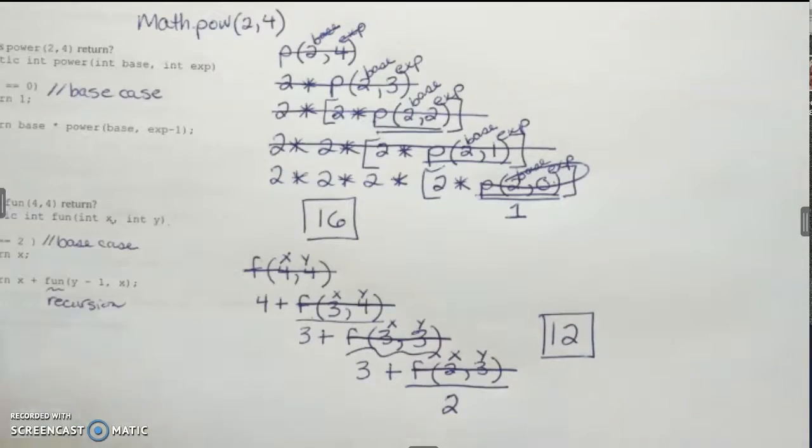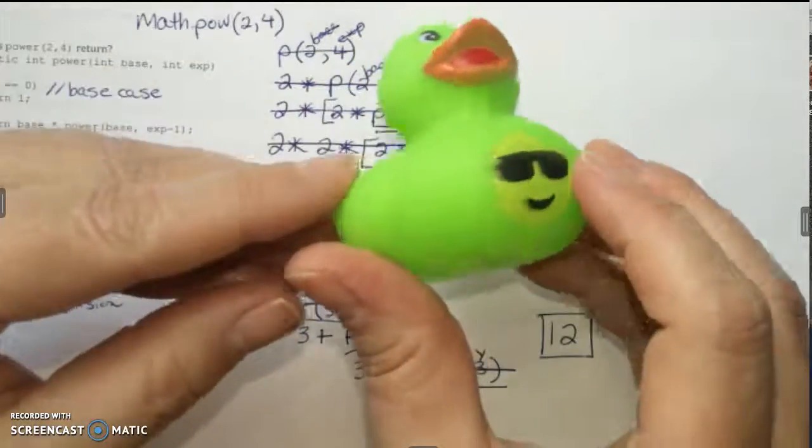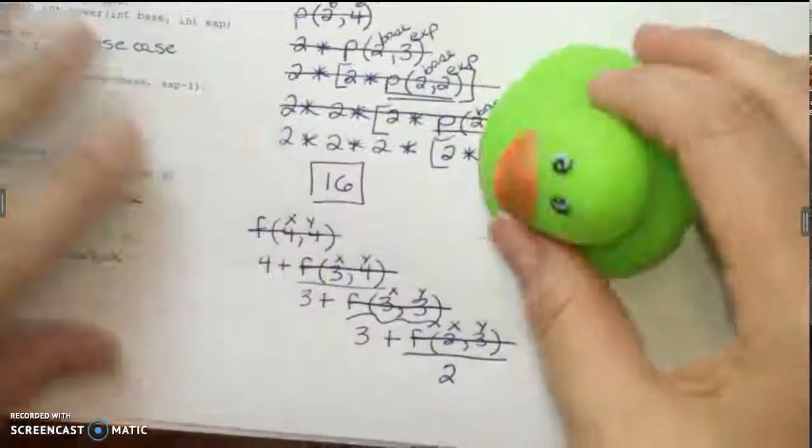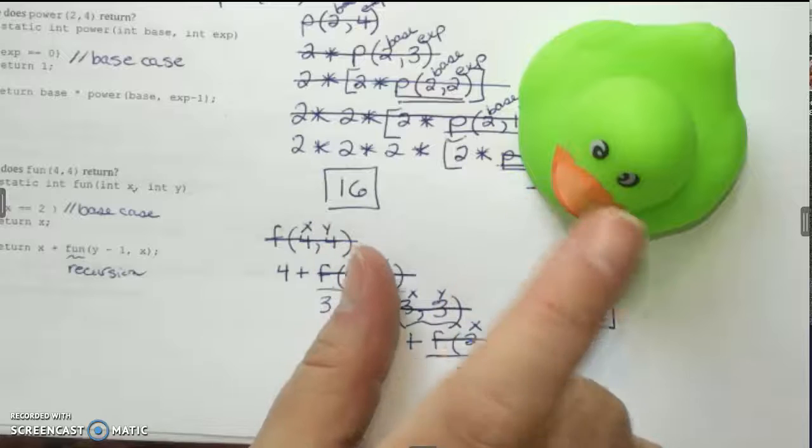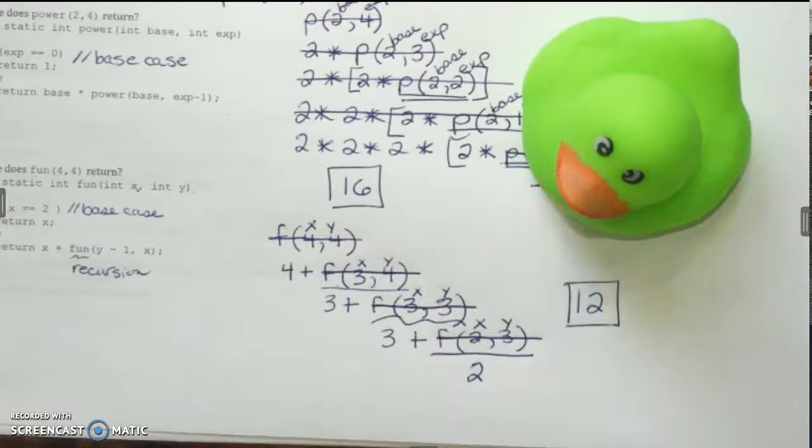Oh, I forgot the little ducky. Oh no, yay, recursion. Ducky likes recursion. It's very helpful. Look at his eyes. That's what recursion makes your eyes do when you try to write it.